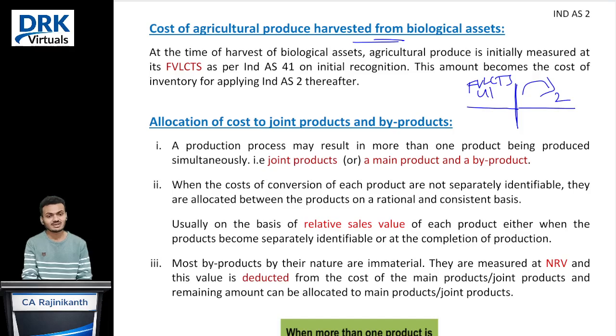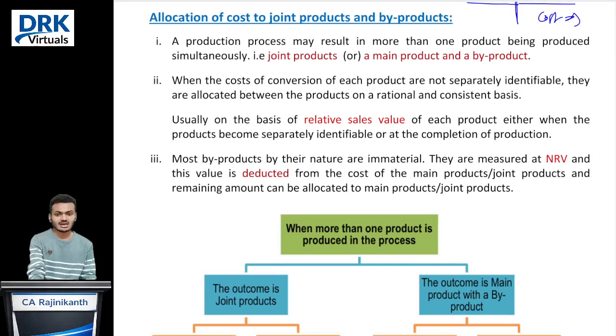At what amount, sir? Fair value less cost to sell only. That fair value less cost to sell becomes the cost of that agricultural produce as per Ind AS 2. Clear? And next one is allocation of cost to the main products and byproducts. Suppose our manufacturing process results in only main products, in that case, if the cost we have incurred can be separately identifiable for each product, we can take that separate cost.